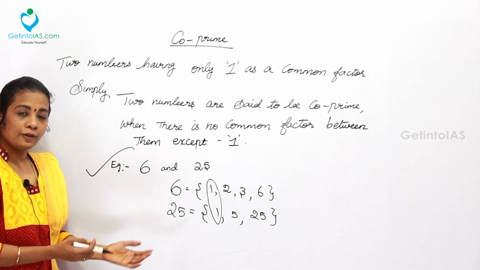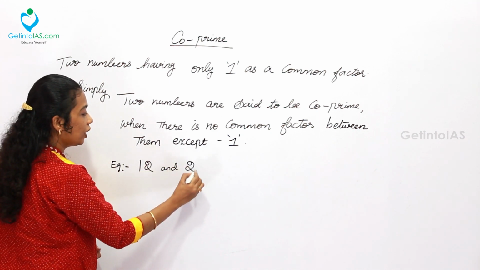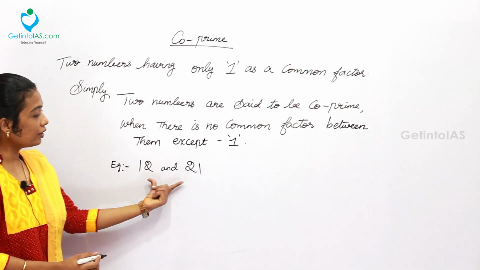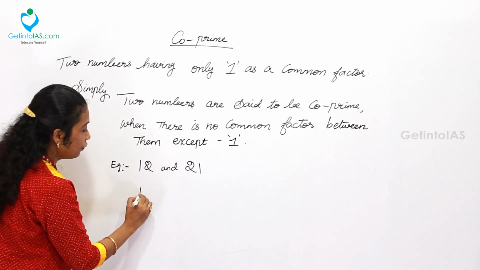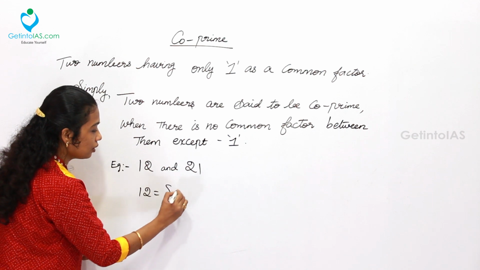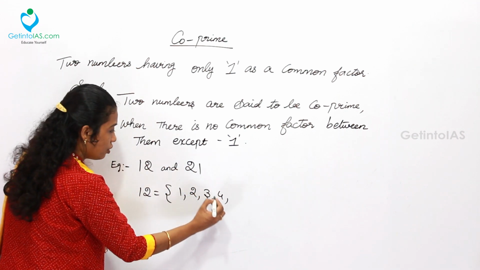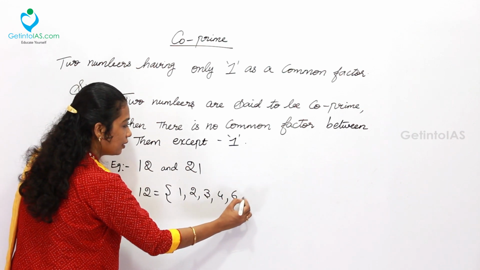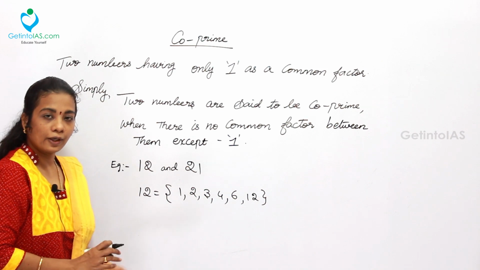Now let's take another example. The next example is 12 and 21. Let's check whether these two numbers are co-prime to each other or not. For that we want to factorize 12 first. 1, 2, 3 is a factor, 4 is a factor, 6 is a factor, also 12 is a factor. So 6 factors in total.